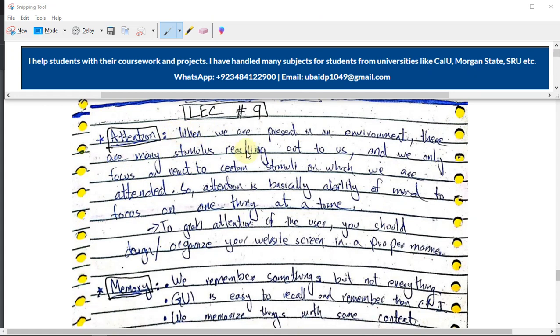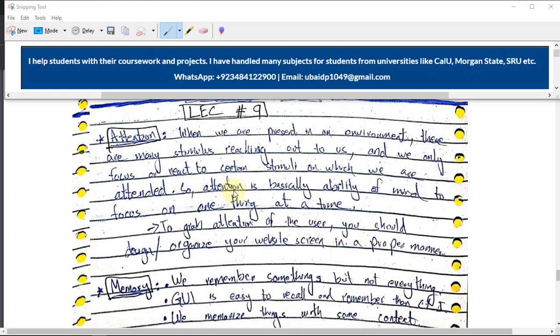When we are present in an environment, there can be many stimuli reaching out to us, and stimuli is basically our interaction with the environment. There can be many things coming to us through the environment, but we only focus on some of that. We are really certain about that, because we can't give our attention to everything in the environment. So we just select some stimuli or interaction based on our intentions, right?